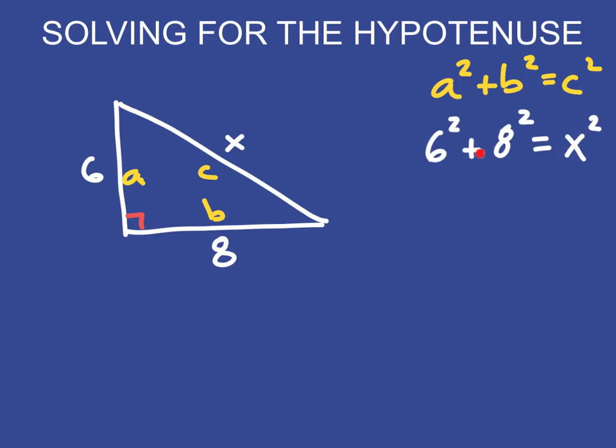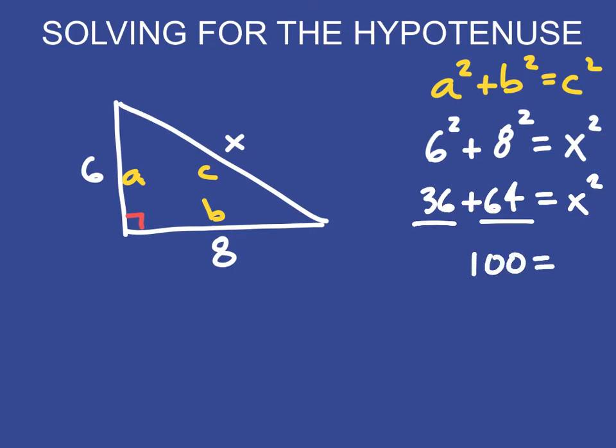So then let's do the math. Let's square these numbers. So 6 squared, 6 times 6 is 36, plus 8 squared, 8 times 8 is 64, and that's equal to x squared. Then let's add them together. 36 plus 64 gives us 100, and that's equal to x squared. Now, in this step here, in order to solve for x, you have to do the opposite of squaring x, and that's to take the square root.